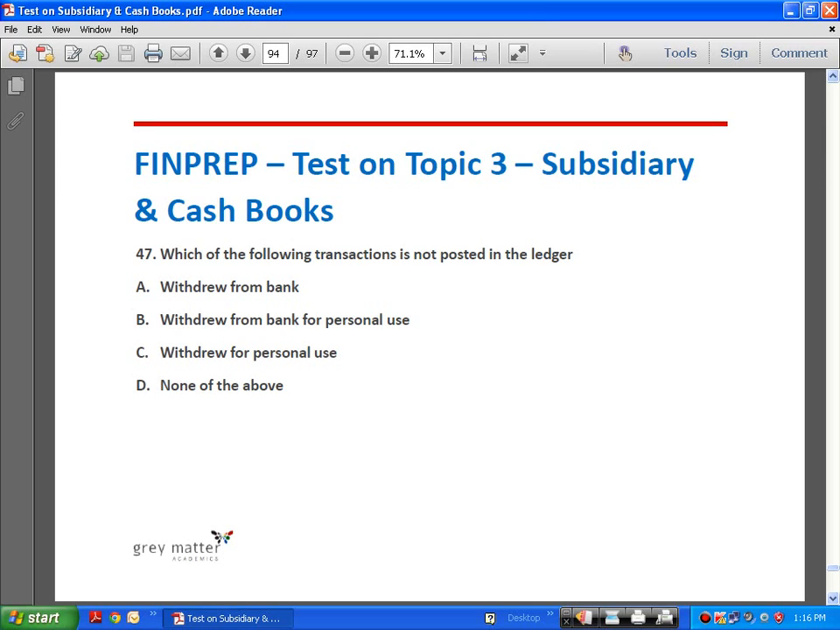Okay, so entry will be drawings account debit to bank, right? And withdrawn for personal use, it will be drawings account debit to cash. So it means that it's only A that is withdrawn from bank, which is not posted in any other account in the ledger. Both legs of the transaction are posted in the same book, right, in the same account. So answer is A.